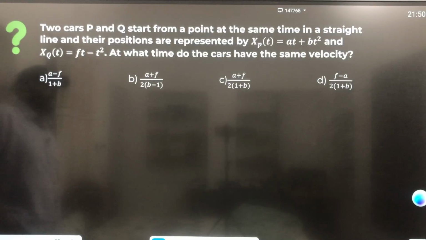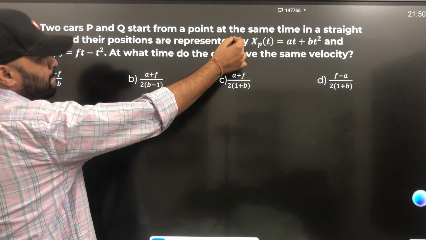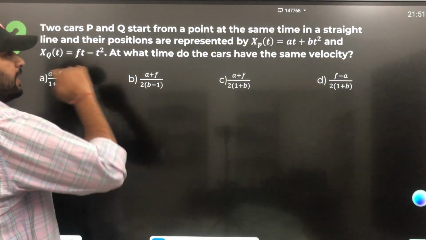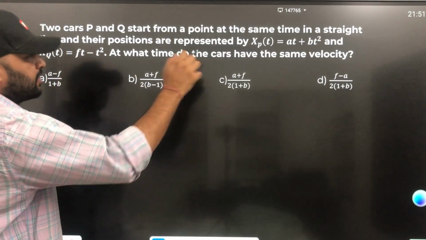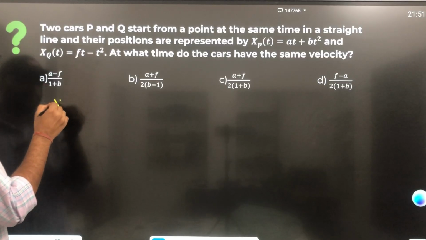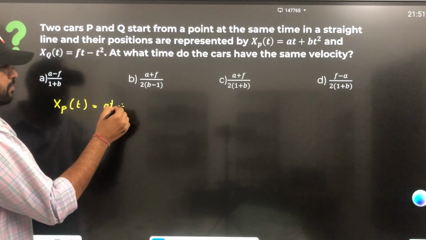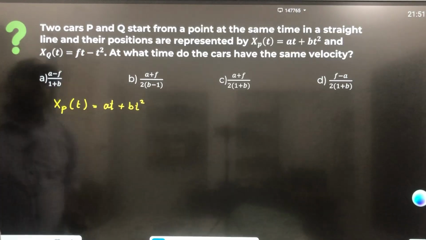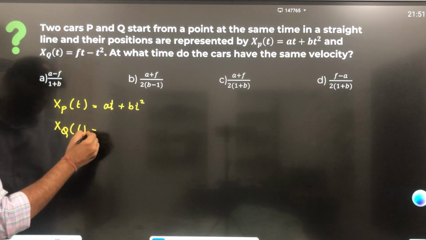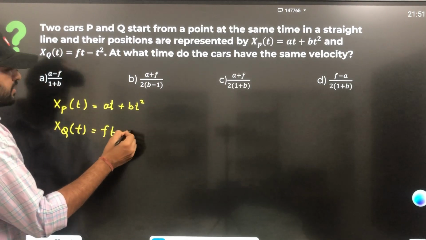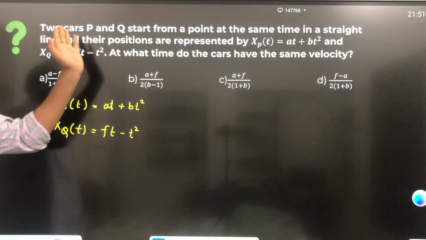Okay, great. Our next problem says two cars P and Q start from a point at the same time. Both are starting at the same time in a straight line and their positions are respectively represented by xP. The position of the first car is a t plus b t square. And xQ is given by f t minus t square. These are the position functions of both the cars P and Q.